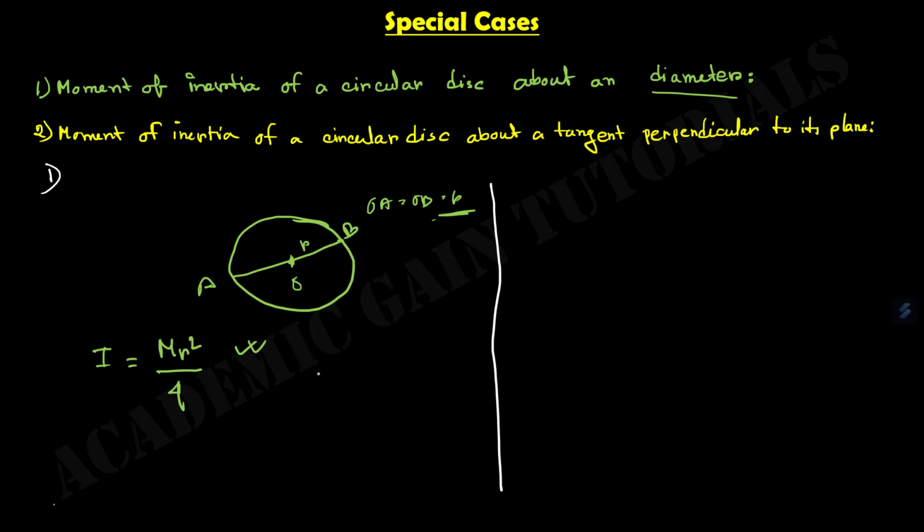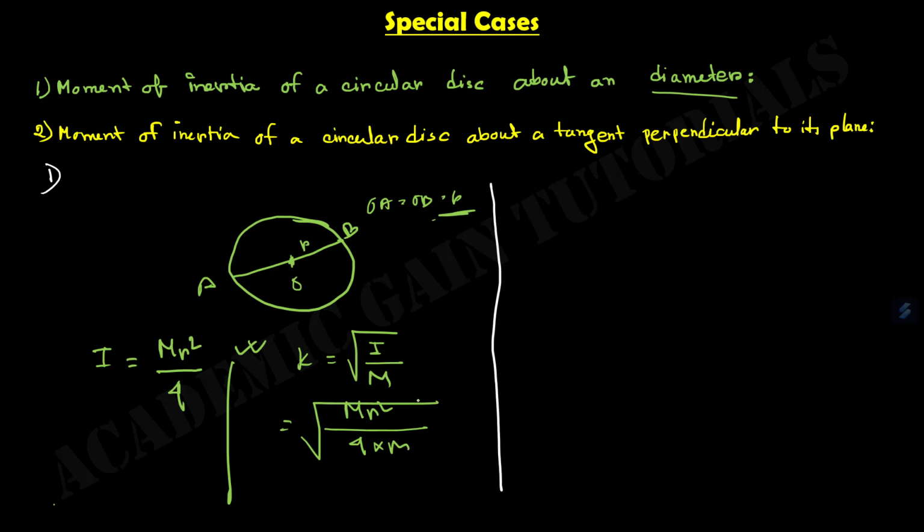Another thing we know is the radius of gyration, k equals root over I by m. So if we have to find the radius of gyration of this first case, it will equal root over m r square by 4 into m. We can cut out this m, and we will find r by 2. So this is the radius of gyration of this first case.